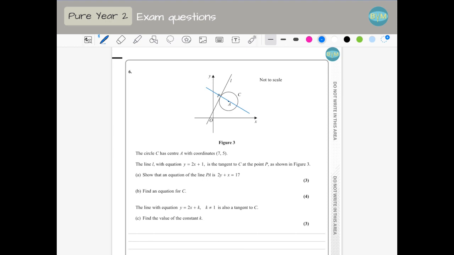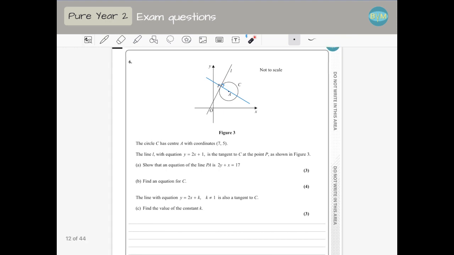We know that the tangent to a circle and the radius at that point are perpendicular. I know my drawing doesn't look very perpendicular, but they are perpendicular. So the gradient of this line is 2, which means the gradient of this line is going to be the negative reciprocal. And we know one point, which is (7, 5).